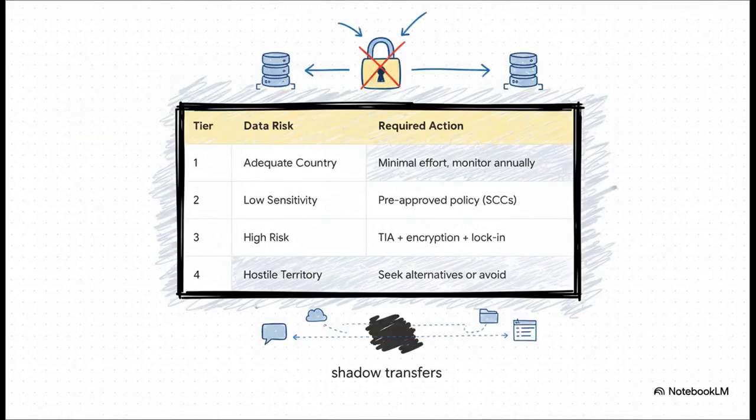This is where a practical, tiered strategy comes into play. You don't need to treat every transfer the same way. For data going to a country the EU considers adequate, the effort is pretty minimal. For low-risk data using SCCs, a standard policy might be fine. But for high-risk data, you need layers of controls, a really deep TIA, strong encryption, solid contractual promises. And for transfers to really high-risk territories, honestly, the goal should probably be to avoid them altogether.